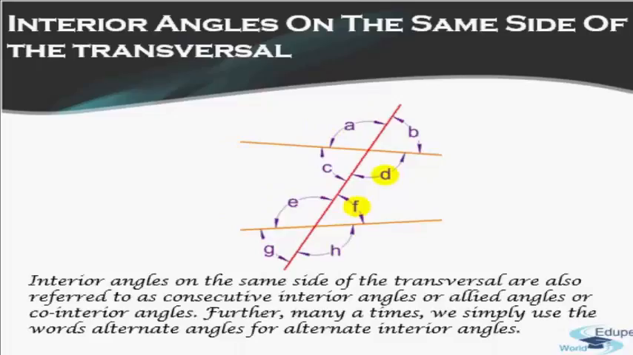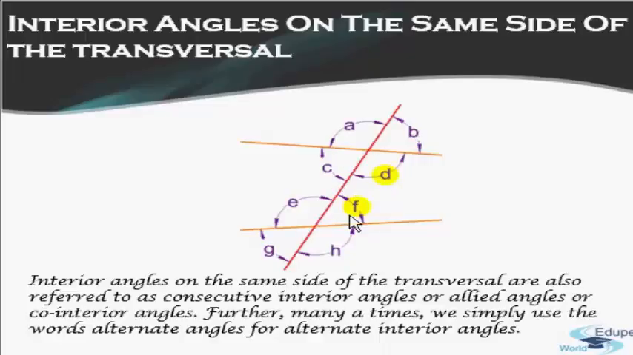So moving on. Now we come to the interior angles on the same side of the transversal. We talked about the alternate interior angles. We talked about the alternate exterior angles, but there's one other pair of angles that we see forming when we have two parallel lines being transversed by one line, and that is basically this pair over here, the interior angles D and F, C and E.